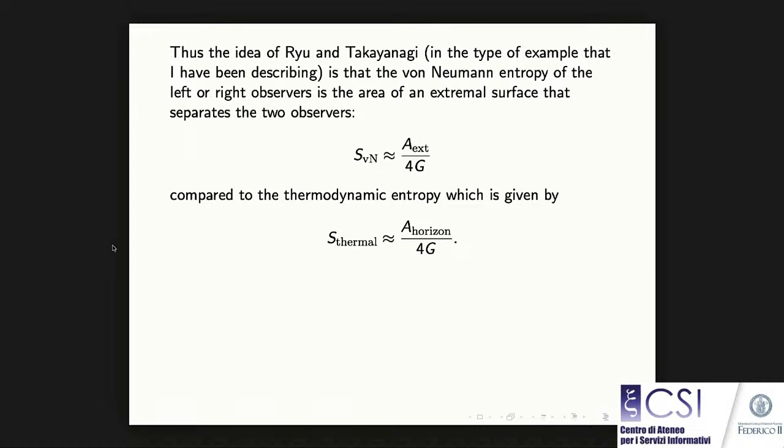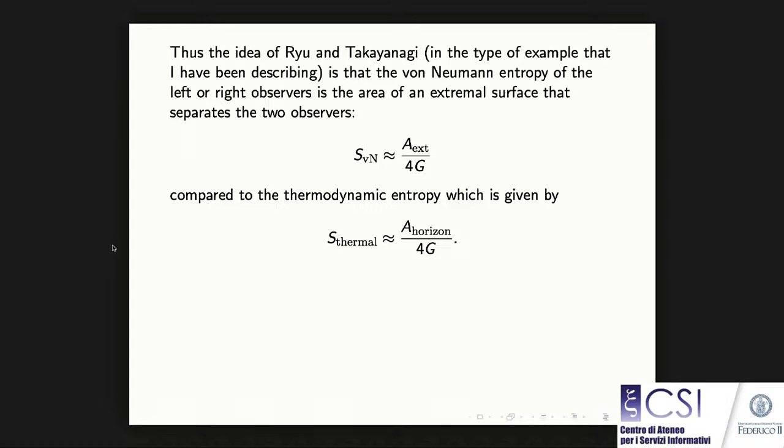Anyway, the idea is that, as I either explained or will explain, the entanglement entropy is the same for both observers. And so Ryu and Takayanagi give one answer, the area of the extremal surface that separates them. That's to be compared with the thermodynamic entropy, which is given by the horizon area over 4G.